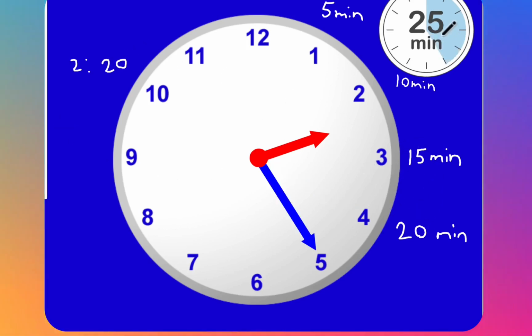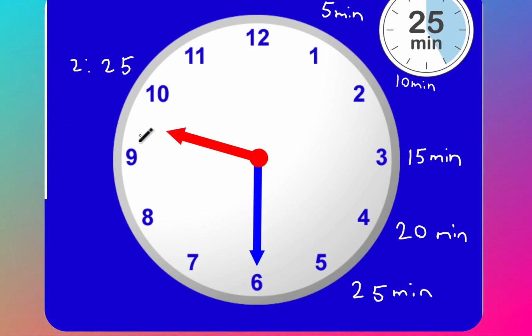Let's go again. When our big hand reaches 5, 25 minutes have gone by. So we would change this value to 25 minutes. 25 minutes have gone by in the hour of 2, or in the second hour of the day. Let's now change our hour value and move our big hand to 6.